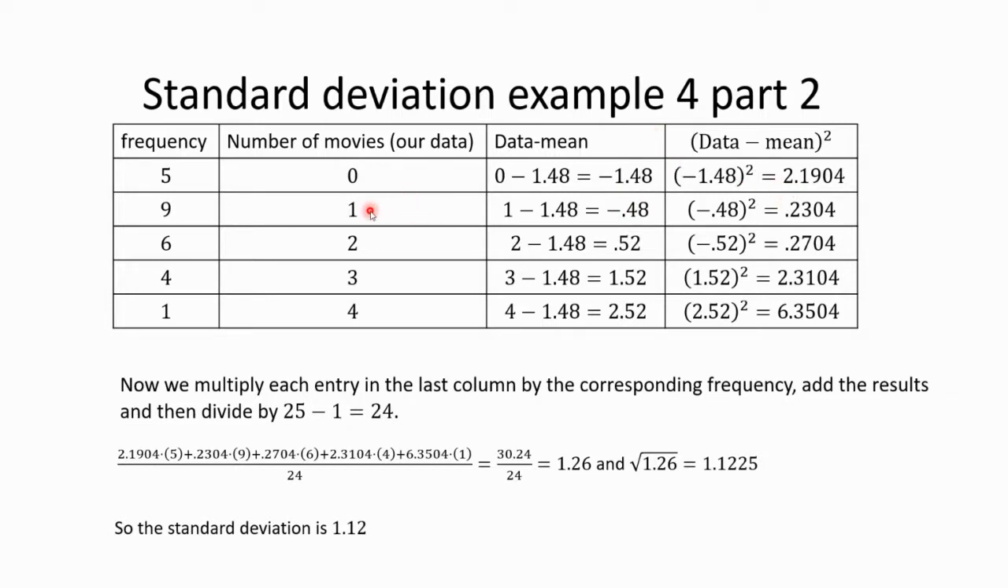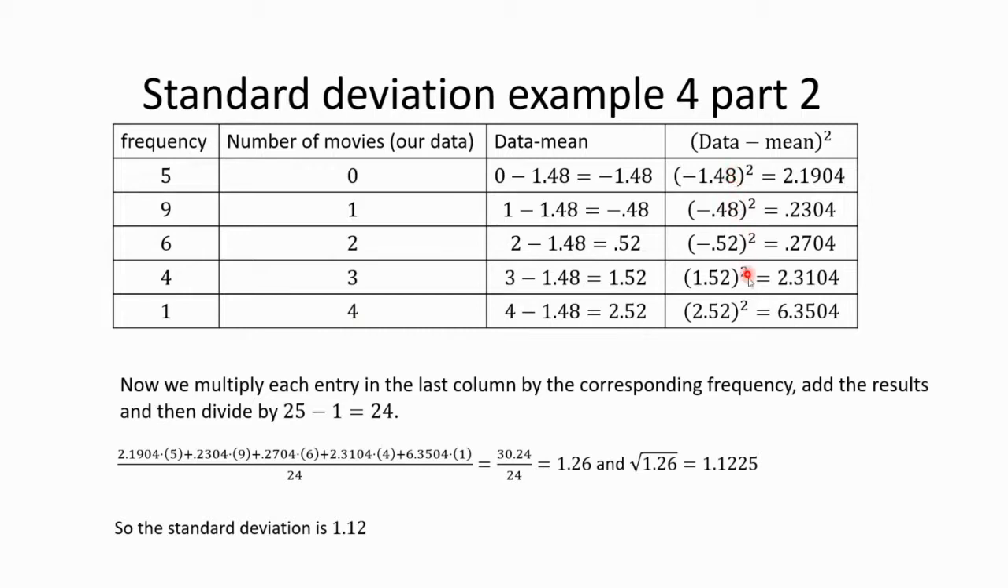Here, for 1, you can imagine this listed 9 times. This is its frequency. So we subtract the mean. Square that difference. We get this, as you can see. Okay, so that's good. Next, and again, this is 9 times. So if I were to list every data value, you would be doing this 9 times. You would have this difference squared 9 times. And you keep on doing this for 2, 3, and 4.